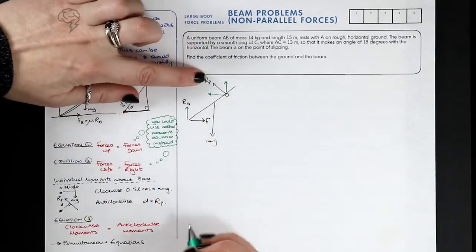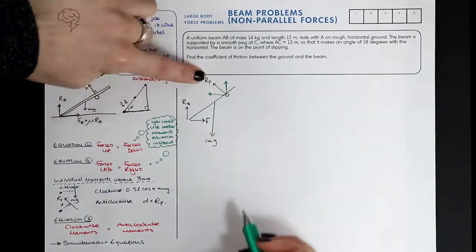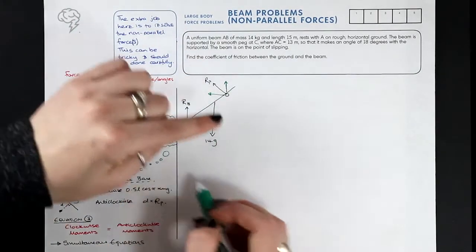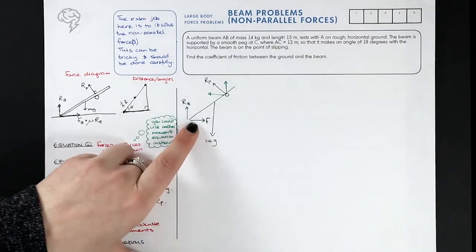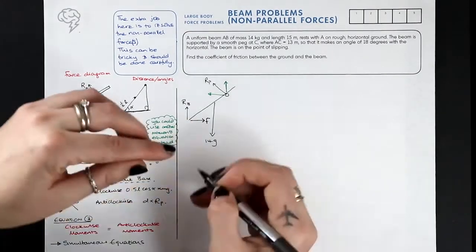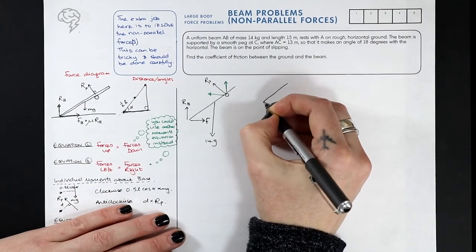So the diagonal is length R_P, that's the magnitude of the force, but where is the alpha? Do we even know it's 18 degrees? And you have to learn how to sort of chase this around, this alpha.